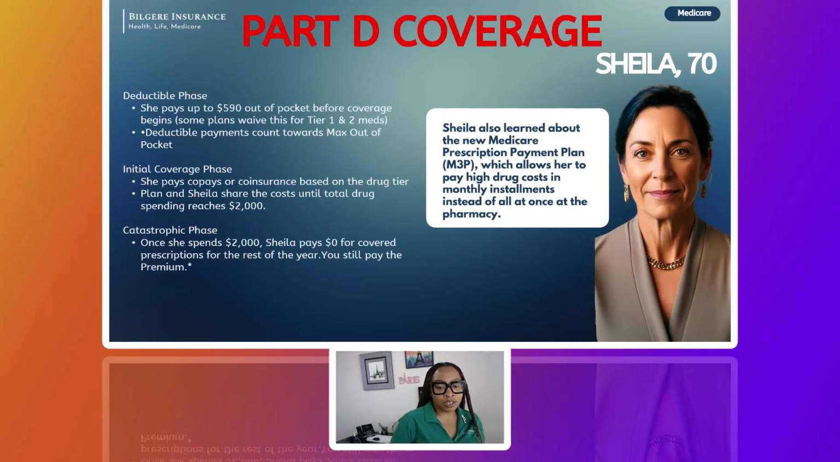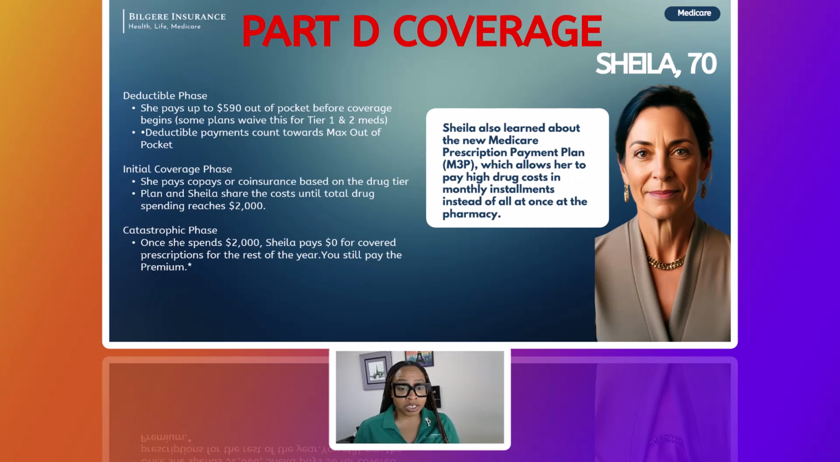There's also something new that came out in 2025, which is considered the M3P program. It's a Medicare prescription payment plan, which allows you to pay higher drug costs in monthly installments. And the max out of pocket for drugs is $2,000. So what this means, let's go through the deductible phases.